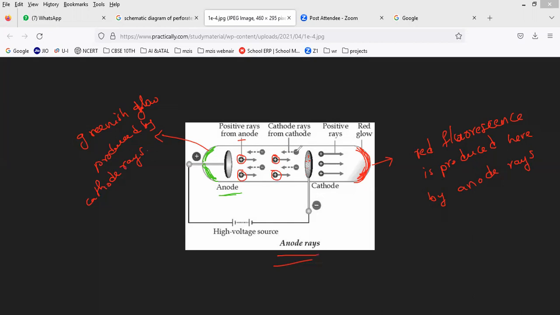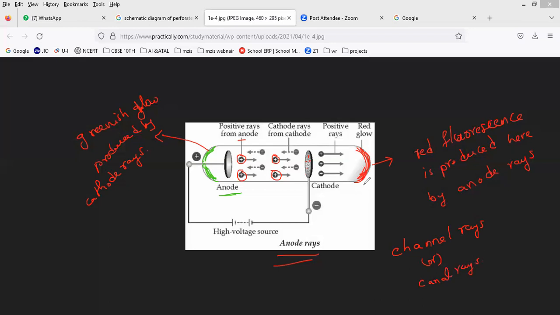That is why he named these rays channel rays, because they pass through the holes, which we call channels, or canals. That is why he called them canal rays. Clear, Harish?